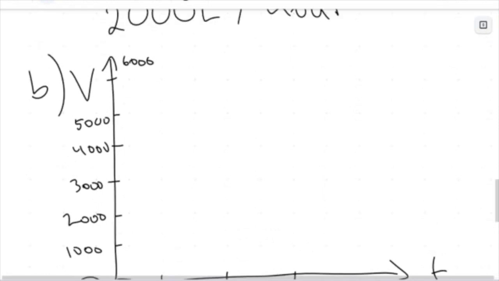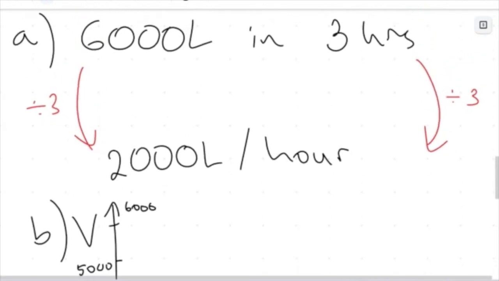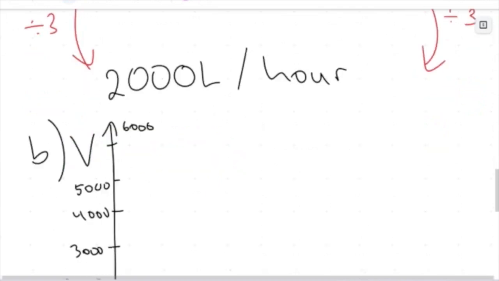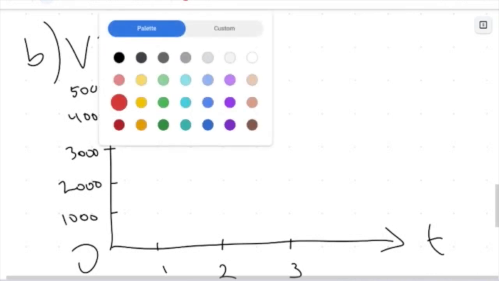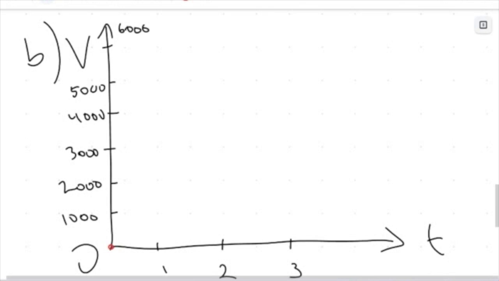I want to draw a graph, and I'm told that the empty tank is getting filled by water at a constant rate. So for each hour, I'm going up by 2,000 liters. I start at 0, I have an empty tank. I start here, and at 1 hour my tank gets filled to 2,000 liters. And for each increasing hour, I'm going up by 2,000 liters.